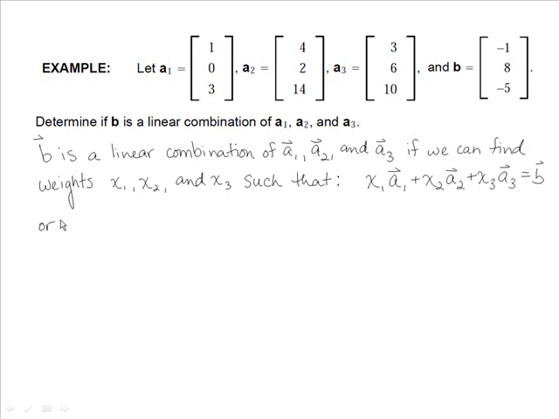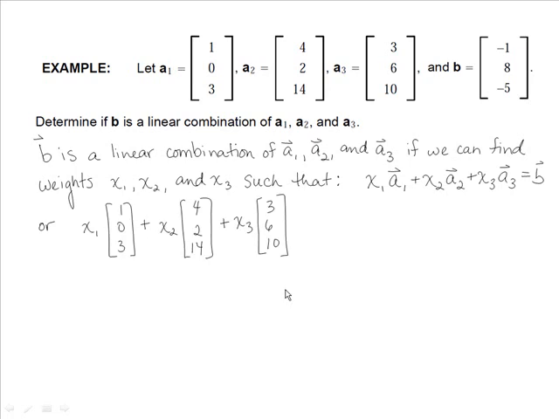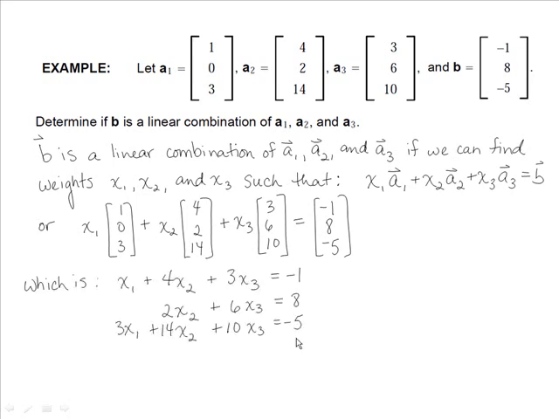Or we can rewrite that same equation substituting our actual vectors in place of A1, A2, and A3. And we have this, and now we'll substitute B, which was negative 1, 8, negative 5. Then we can rewrite this as a system of 3 equations, which is this system of equations here, and all I've done is distribute x1 to each of the values in the vectors, and we get this set of 3 equations.